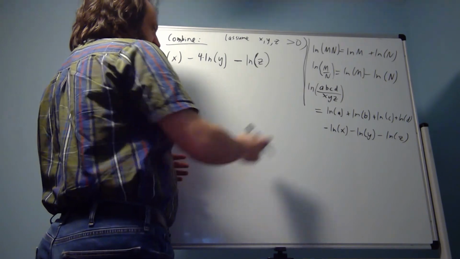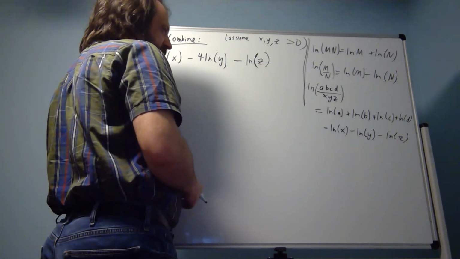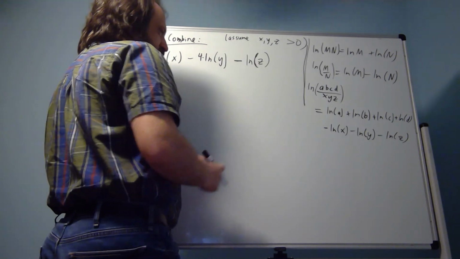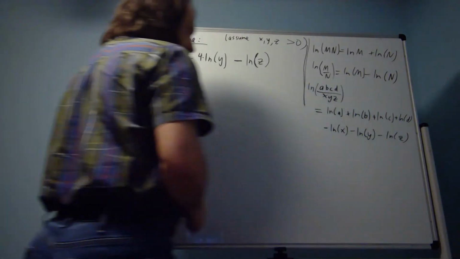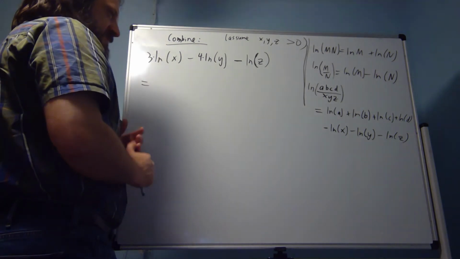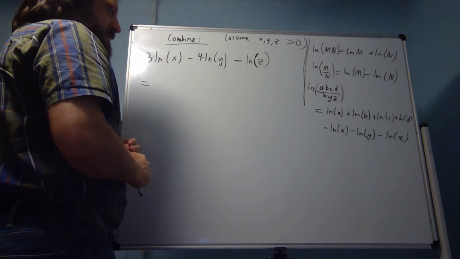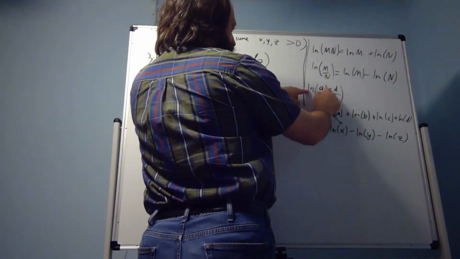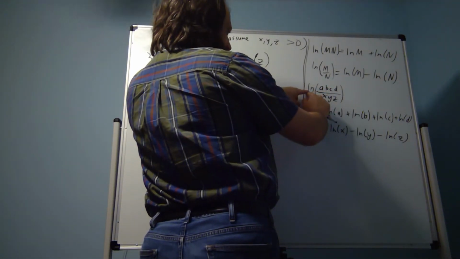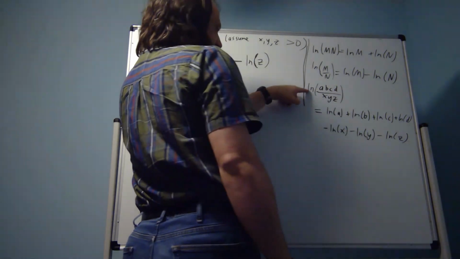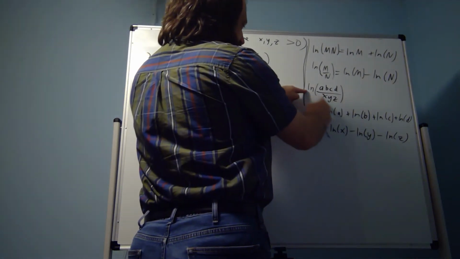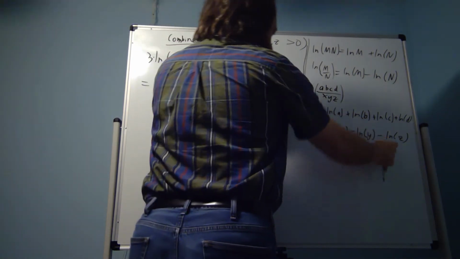So if it's inside of the logarithm and it's a fraction, then the factors of the numerator are added as log of a plus log of b plus log of c plus log of d, and then the factors in the denominator, you subtract those logarithms. So it's log of this plus log of this plus log of this plus log of this, but then it's minus log of this minus log of this minus log of this.